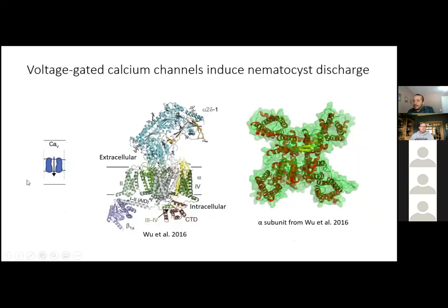So these things are pretty intuitive structures. You've got a membrane-bound channel, you've got sensory devices on the outside and the inside, and you've got the central component here.